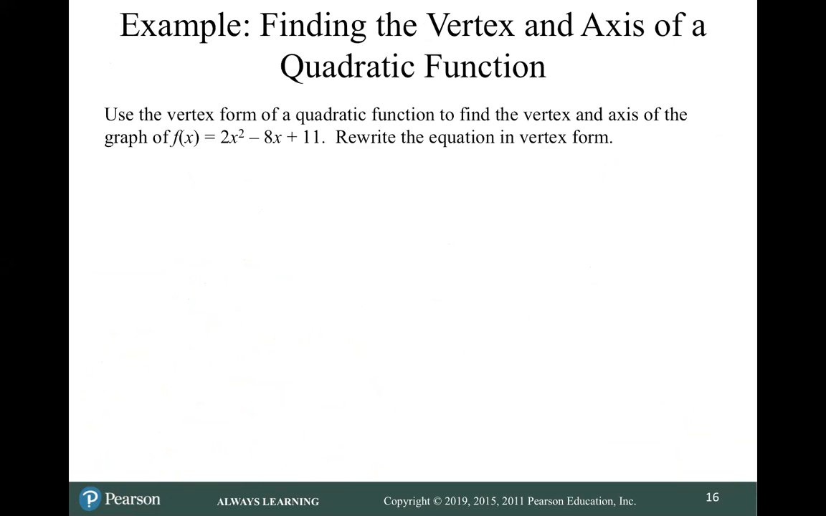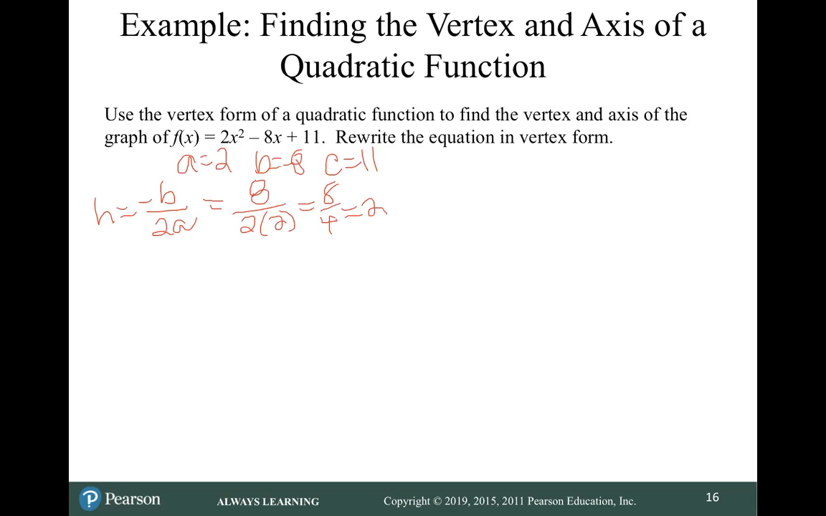Okay, so let's start by finding our vertex. Again, we're going to label a is 2, b is -8, c is 11. To find h, I need -b over 2a. You should recognize that as part of the quadratic formula, right? We mentioned that in class. -b over 2a, which is the negative of -8, becomes a positive 8 divided by 2 times 2. 8 over 4 is 2. There's h. Next, we need k.